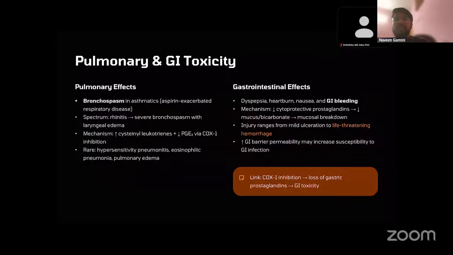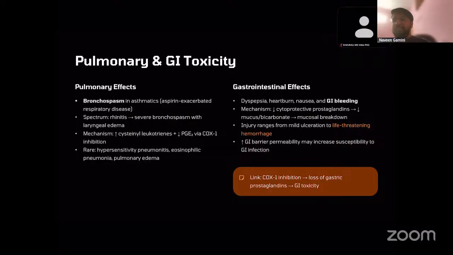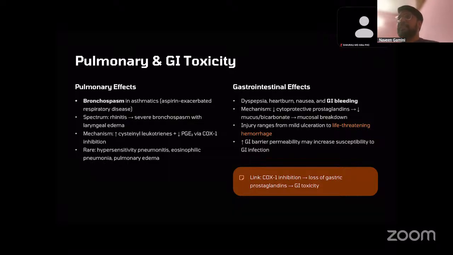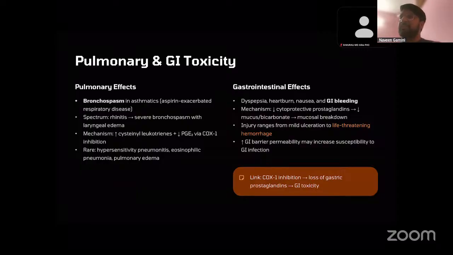Some other rare pulmonary toxicities are hypersensitivity pneumonitis, eosinophilic pneumonia, and pulmonary edema. And regarding the gastrointestinal effects, this is the most common adverse effect of the NSAIDs. The most common symptoms are dyspepsia, heartburn, nausea, and the most severe complication is GI bleeding. So what is the mechanism? Because of these NSAIDs, there will be reduced cytoprotective prostaglandins, and hence reduced mucus and bicarbonate, and there is mucosal breakdown, causing ulcers and then GI bleeds. So the injury ranges from mild ulceration to life-threatening hemorrhage.